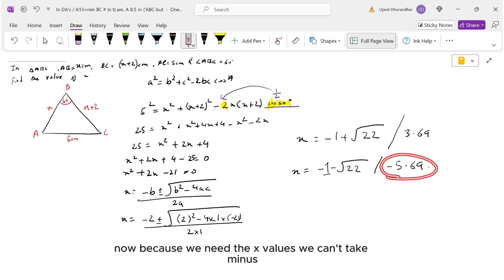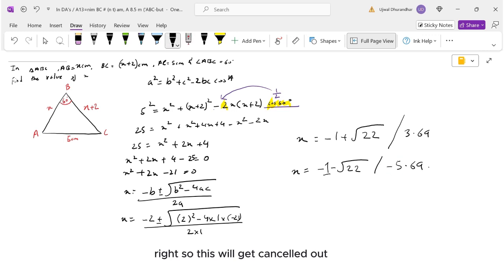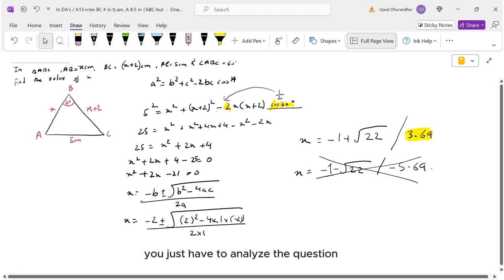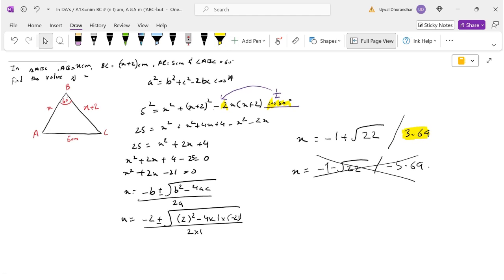Now because we need the x value, we can't take minus, right? So this will get cancelled out and this will be my final answer. 3.69 will be my final answer. Okay, very simple. You just have to analyze the question, break down the question, and then move on. We'll move on to the next section in the next video.